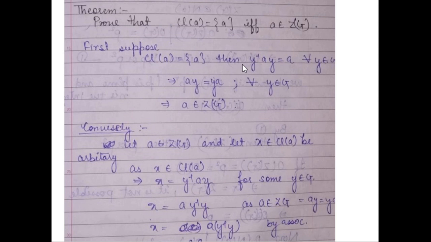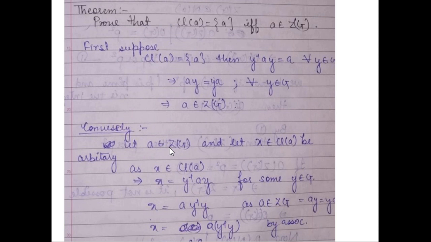So by pre-multiplying both sides by y, you will get Ay is equal to yA for all y belonging to G. This property is commutativity. When this happens, then A belongs to Z(G). So if the class of A is singleton A, we can easily prove that A belongs to Z. Now we prove the converse part. For that, we suppose A belongs to Z(G), the center of G, those elements of G which commute with A.